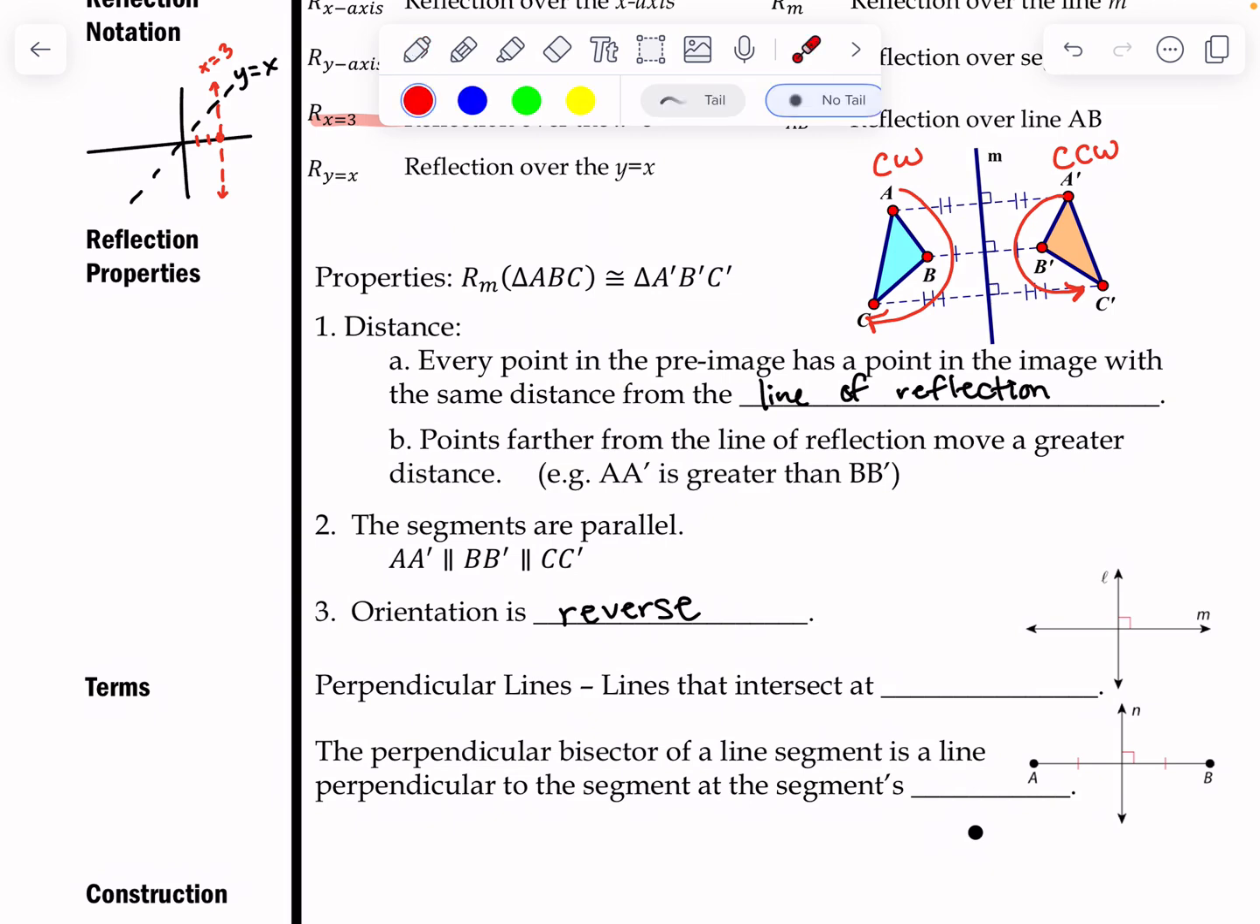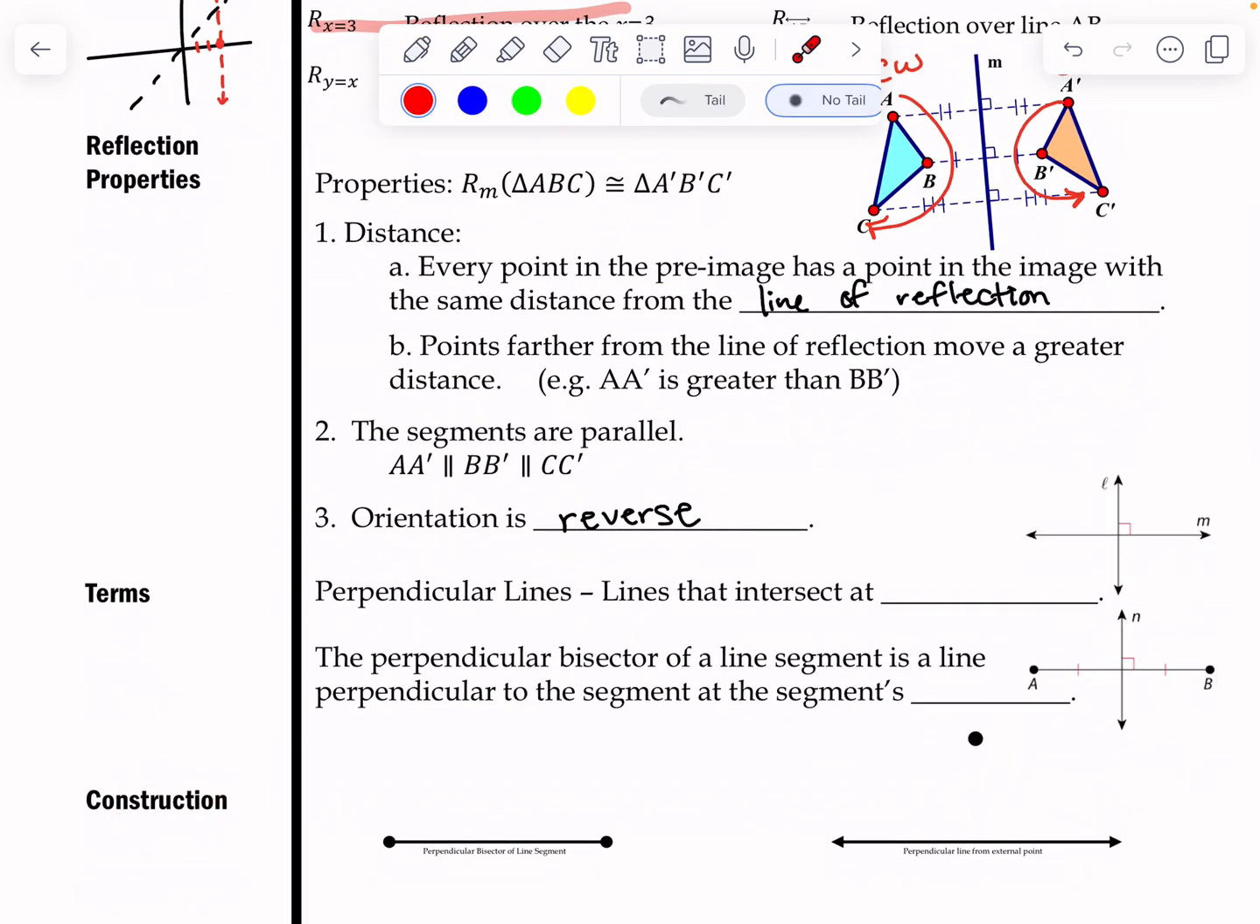Next one is, we're actually not going to do the construction here, but very briefly, perpendicular lines, lines that intersect at a right angle. We already talked about it, but as you can see here, perpendicular lines, right angle right there. Perpendicular bisector is a line perpendicular to a segment at the segment's midpoint right over here. What do we call that in terms of A and B? We've talked about this before. This is the midpoint. I'll abbreviate there.